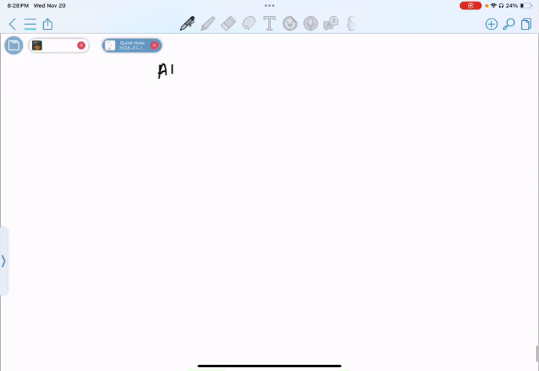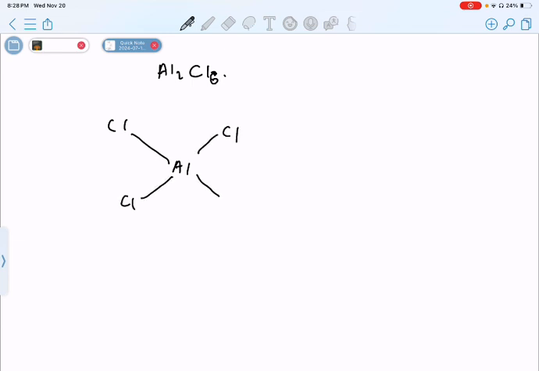Now, Al2Cl6. What is Al2Cl6? What is the difference? So, this is how it looks like. Cl will be bonded to Al. Al will be bonded to Cl. Al will be bonded to Cl, and so on, okay? Let me just finish drawing this, and then I can demonstrate the exact difference here, okay?